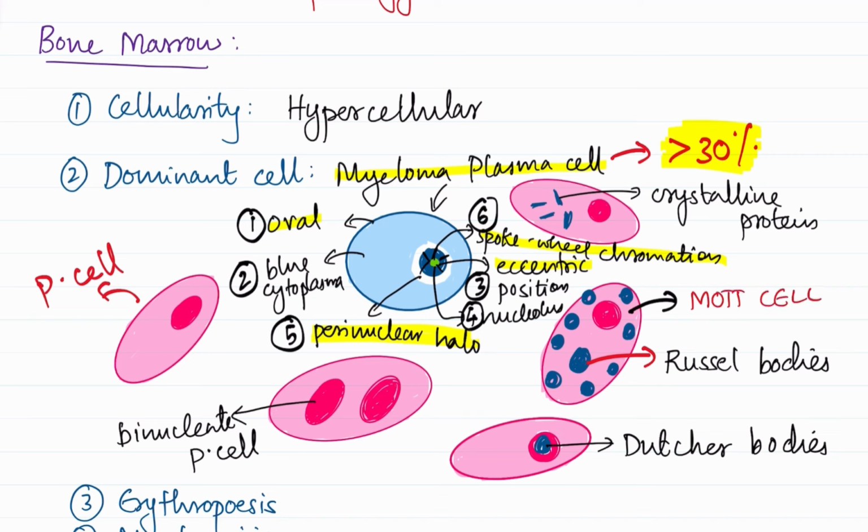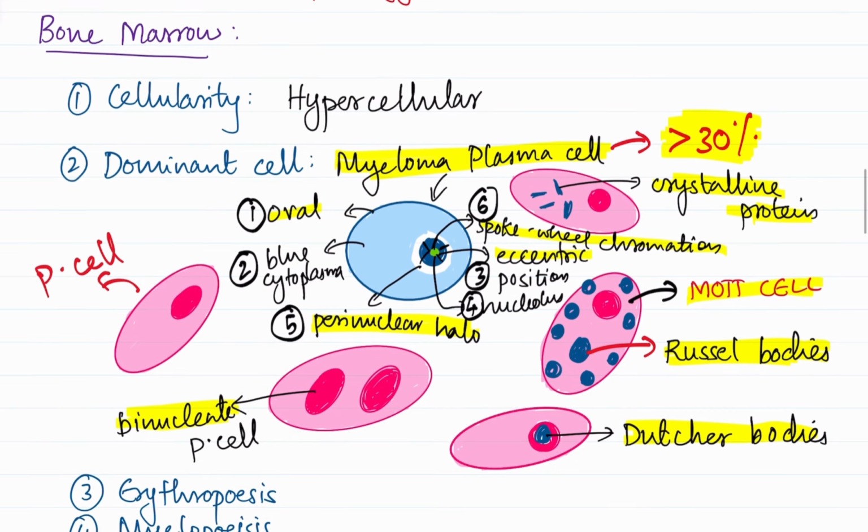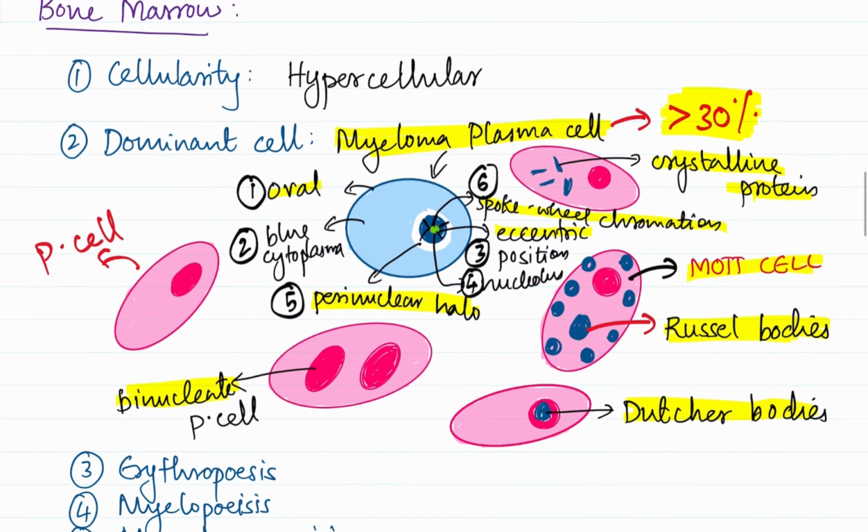So these are the different types of cells which are seen in the bone marrow examination of multiple myeloma. We have our myeloma plasma cells, we have our Mott cells, we have the binucleate variant, and we have inclusion bodies. If it is nuclear, it's Dutcher bodies. If it is cytoplasmic, it's called the Russell bodies. Or there could be other crystalline proteins and fibrils or globules which may be present as inclusion bodies in the myeloma plasma cell. So that's about the type of dominant cell.